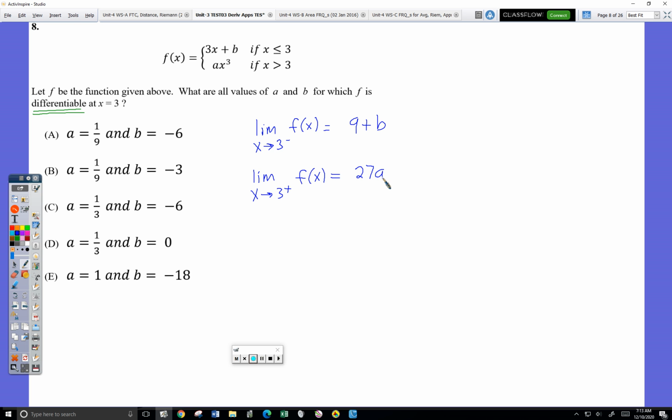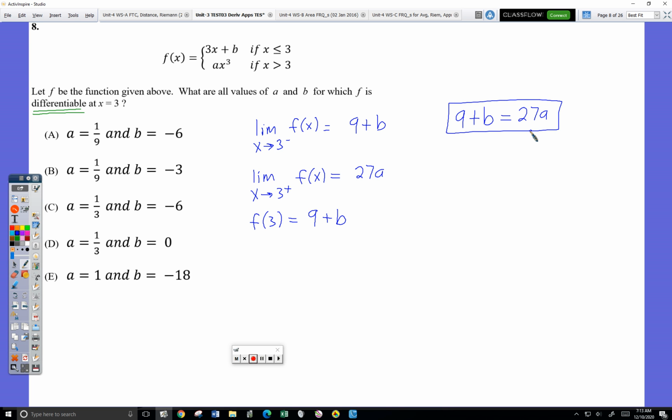Yes. In fact, I think it's good practice to say we should really make sure we know f of 3 as well. What would f of 3 be? 9 plus b. Good. Yep. And you're right, because the function is differentiable, therefore the function is continuous, therefore all 3 of those must equal each other. So that gives us one equation that relates A and B. Doesn't tell us A and B, but at least we're closer.